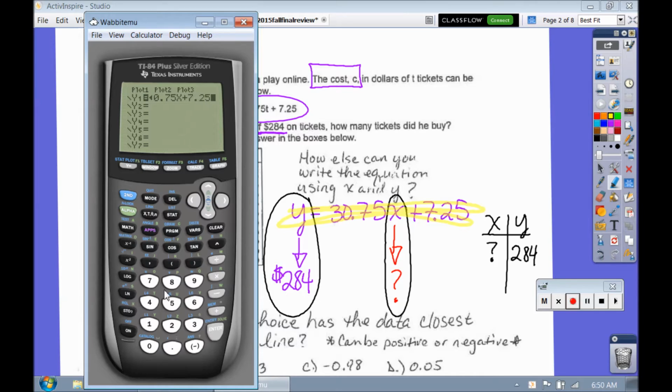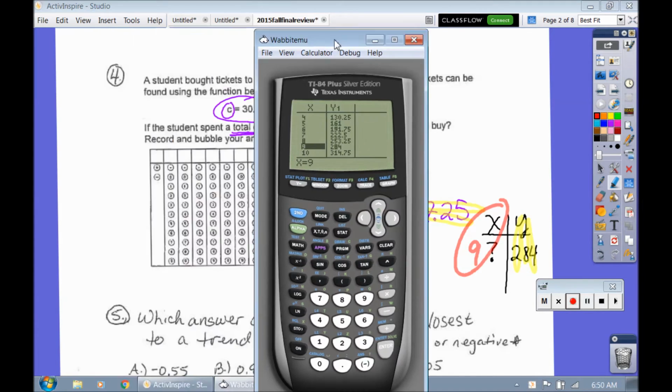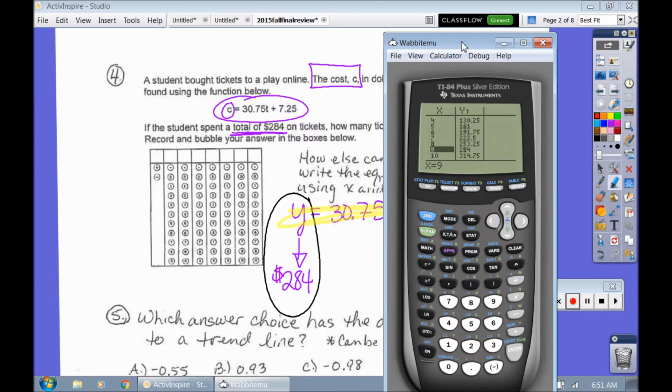We're going to go to the table. We're going to scroll down, where y is 284. Let's see if we can find the missing value of x. And there it is. If you buy 9 tickets, multiply it times 30.75, and add 725 to it, guess what, peoples? You get $284. Yeah, buddy, that's easy.